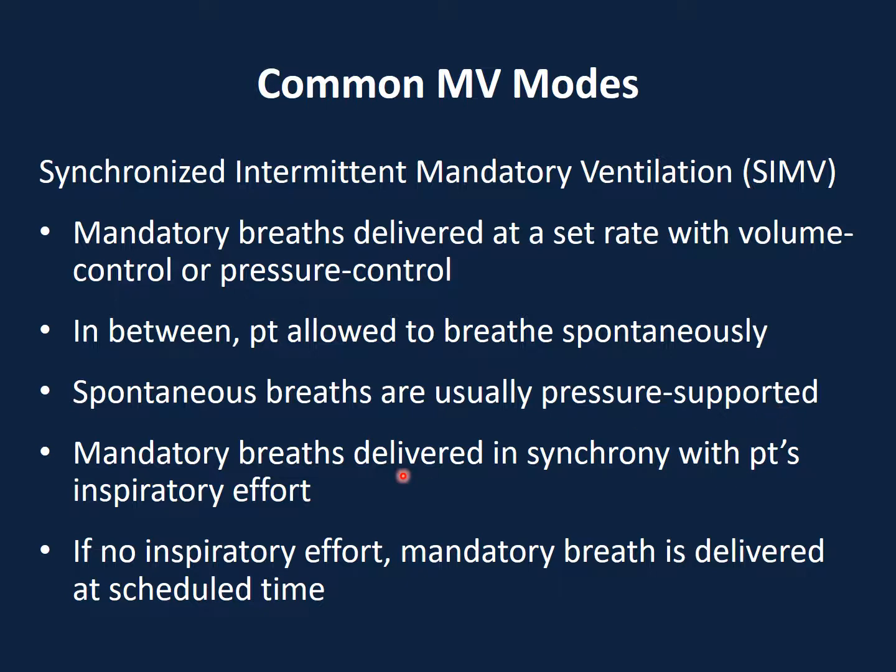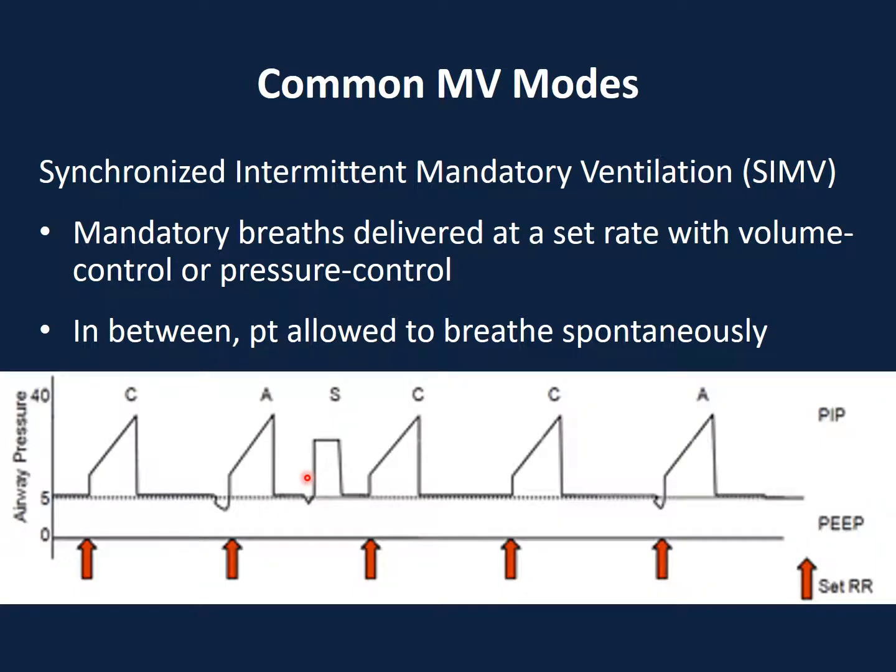Why is it called synchronized? Because when it's time to deliver the mandatory breath, the machine can detect the patient's inspiratory effort and therefore will synchronize with the patient to deliver the machine breaths. So it will not be difficult for the waking patient. Some example graphics: the C refers to a control breath, and the A refers to an assist breath. Why is it assisted? It refers to the patient triggering the breath.